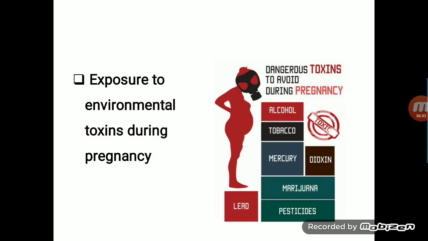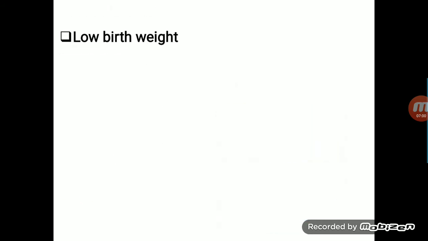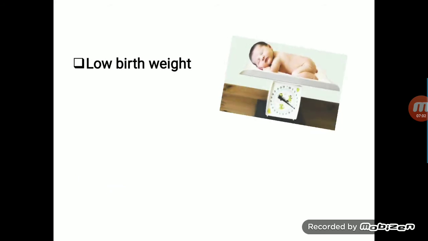Now the next factor is the environmental factor, where during pregnancy, if the mother is exposed to any environmental toxins, like toxins related to chemicals or substances, such as chemicals like mercury, lead, pesticides, or if the mother is exposed to substances like alcohol, tobacco, marijuana. Okay, then next, low birth weight can also be the cause.